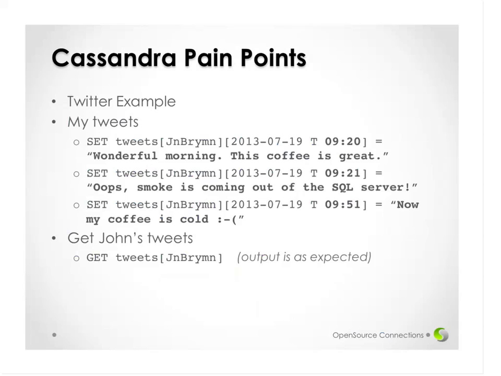Later, 9:21, oops, smoke is coming out of the SQL servers, and then 30 minutes later, well, now my coffee's cold. And all these entries are columns that go into the same row, John Berryman, in this data structure we've been talking about. So when you want to retrieve all of John's tweets, it's pretty simple. You just get that row, and you'll get a sorted list of all the tweets sorted by date.